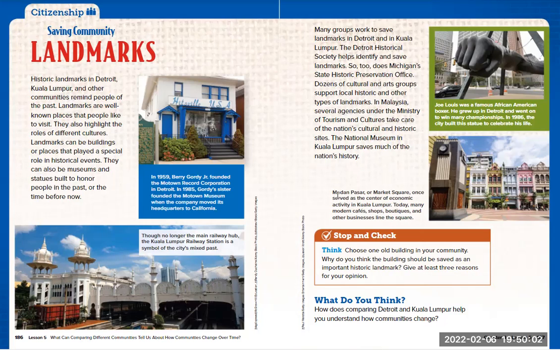Here we have Medan Pasar, or the Market Square, which once served as the center of economic activity in Kuala Lumpur. Today, many modern cafes, shops, boutiques, and other businesses line the square. So this was used a lot in the past. And here we have Joe Louis, a famous African-American boxer. He grew up in Detroit and went on to win many championships. In 1986, the city built the statue to celebrate his life. So these were, again, famous people and famous locations that helped impact the communities that live there.